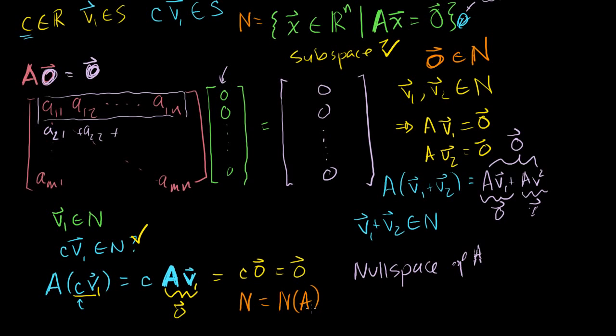And so literally, if I just give you some arbitrary matrix A, and I say, hey, find me n of A, what is that? Your goal is to find the set of all x's that satisfy the equation A times x is equal to 0. And I'm going to do that in the next video.